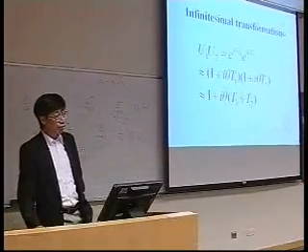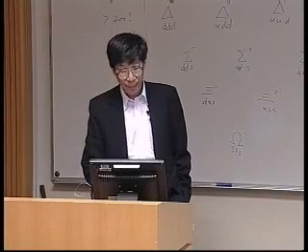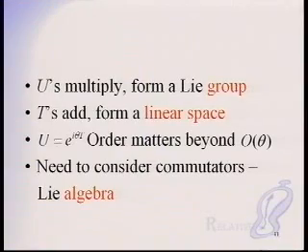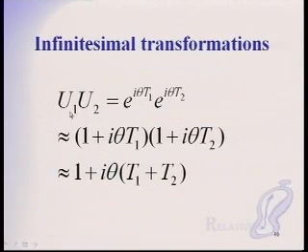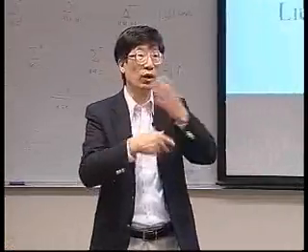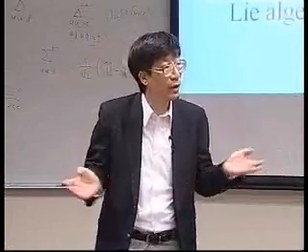So if I do two such transformations in succession, u1, u2, and expand to first order in theta, you have t1 plus t2. Okay. So the u's multiply, they form a group, usually called a Lie group, but the t's, they add, okay? When the u's multiply, the t's add. So the t's actually form a linear space. The operation among the u's is one of multiplication. The operation among the t's is addition. So they form a linear space.